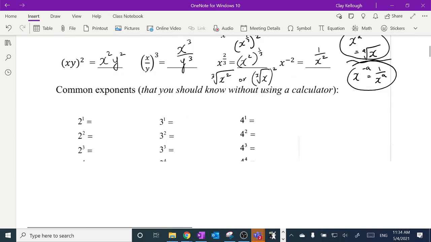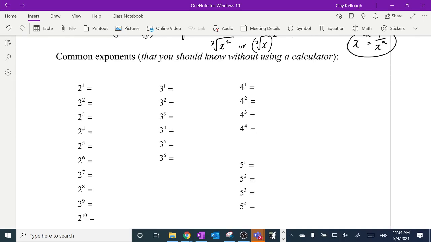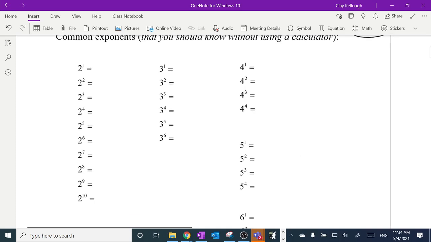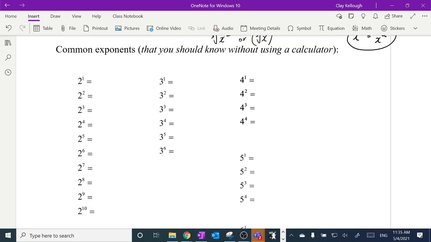Now, some of the next couple of tests, the chapter 7, 8 test, will be with calculator, but a lot of it will be without. You're expected to know some common exponents. I would say you should know your squares. You should know x squared for x between 1 and 20.